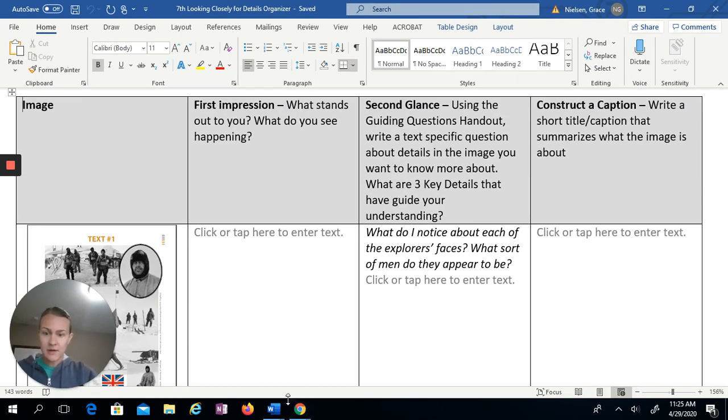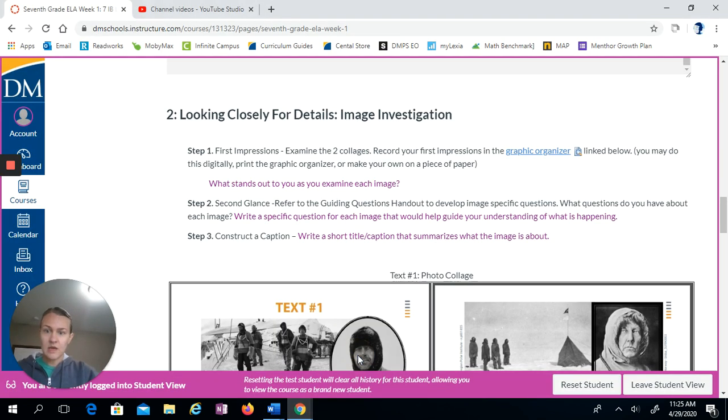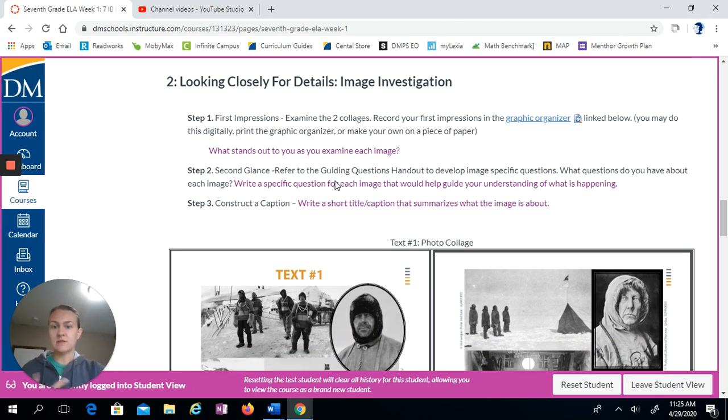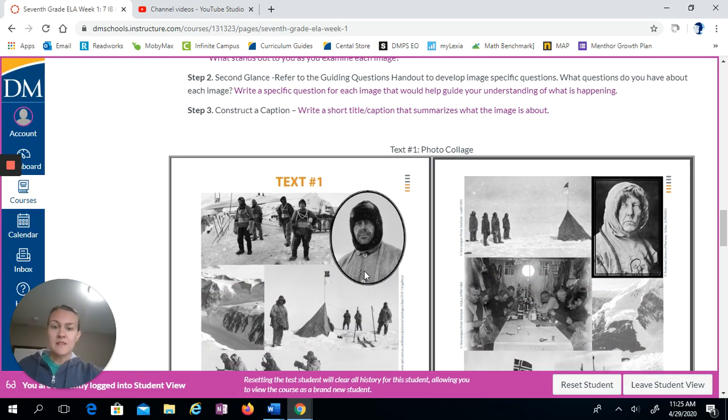So we are going to go back here, and step one, first impressions. Examine the two collages. Record your first impressions on the graphic organizers, link below. You may use the digital and print, so you can either print it or just do it on the computer, okay? This is just like when we were looking at the book, right? I didn't even crack it. I looked at the pictures on the cover to help me get more information, okay?